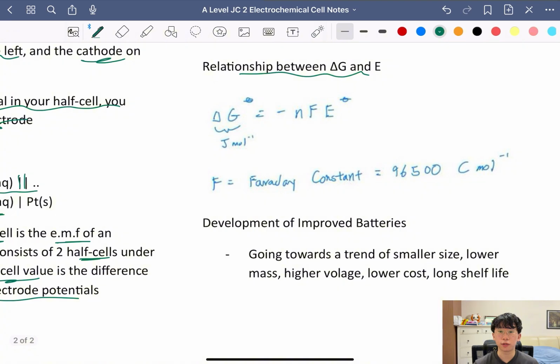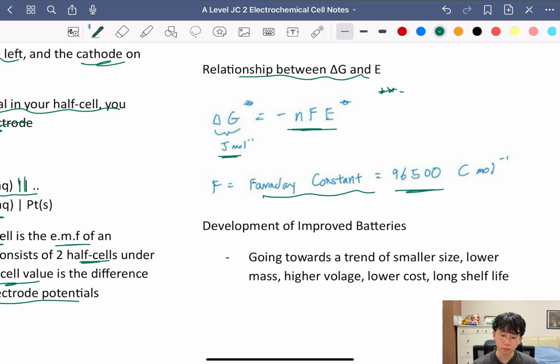Now, the relationship between delta G and your E is actually delta G naught is equal to negative nFE. Right, this is an equation that you must memorize because you'll be asked to apply this equation. Okay, n is your moles of electrons, F is your Faraday constant, which is actually 96500, and then E is just the E value of the whole cell. So put this all inside and you get a delta G in joules per mole.